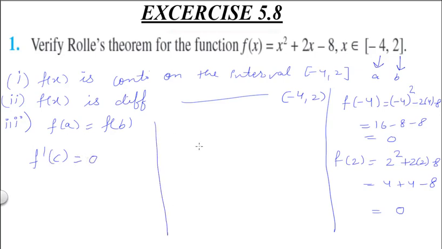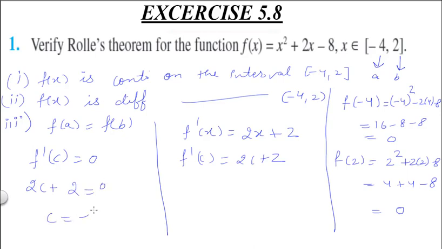So we have to calculate c, and c is calculated by equating f dash c to 0. So first of all, let us calculate f dash x. When we differentiate this function, we get 2x plus 2. F dash c will be 2c plus 2. So we write 2c plus 2 equals 0. That gives c as minus 1. Now minus 1 is a value that belongs to minus 4 comma 2. So c is the number at which f dash c will be equal to 0. This was our purpose, to find out c.